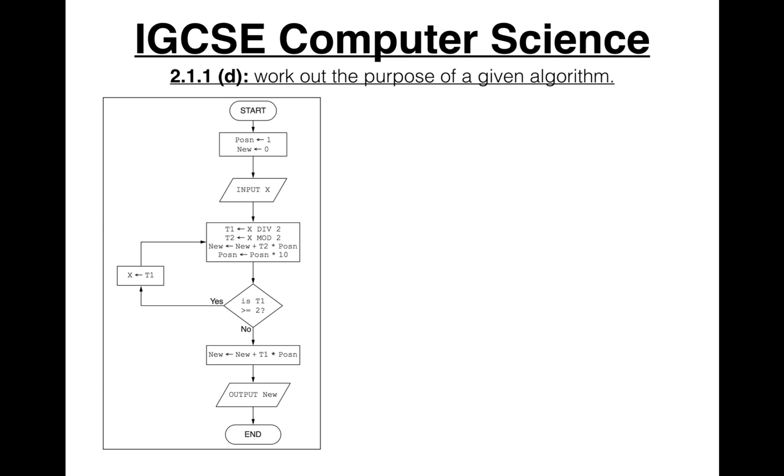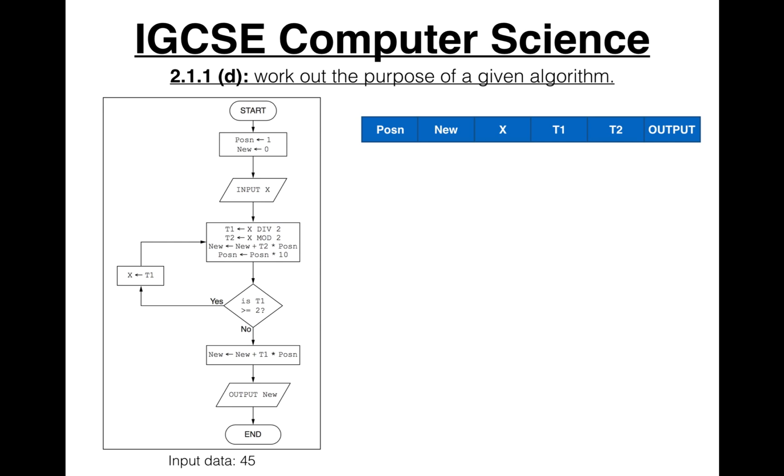Another one. So here our input data is going to be 45, quite a lot bigger. Anyway, set up our trace table. Position 1, new 0, input 45. T1 equals x div 2. It's 22, and a remainder of 1. New equals new plus t2 times position. T2 times 1 makes 1. And position, of course, becomes 10.